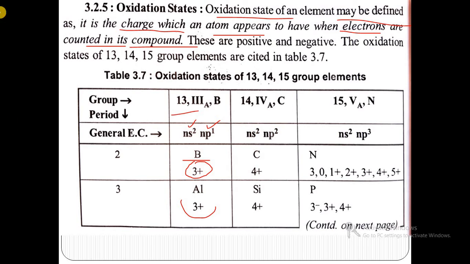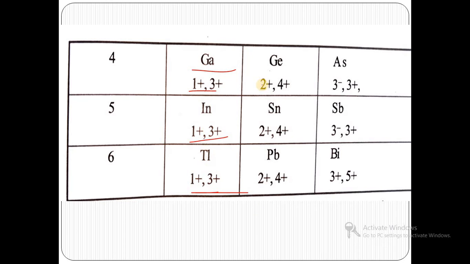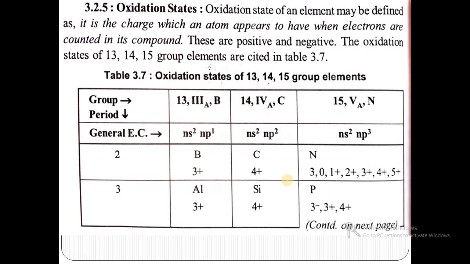Similarly, carbon shows 4 plus valency. The oxidation state of carbon is 4, and silicon also 4. But when we go down the group, germanium shows 2 plus and 4 plus, and tin and lead also show 2 plus and 4 plus in stable form.